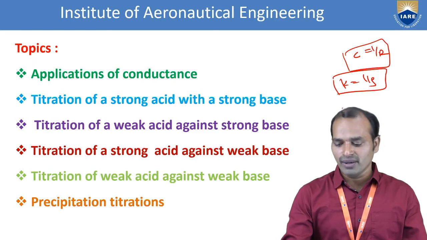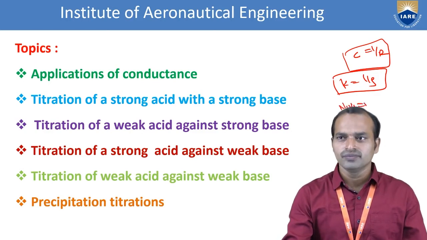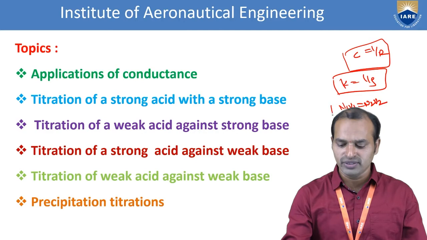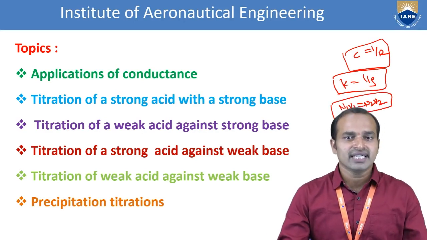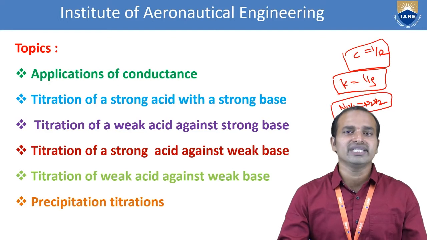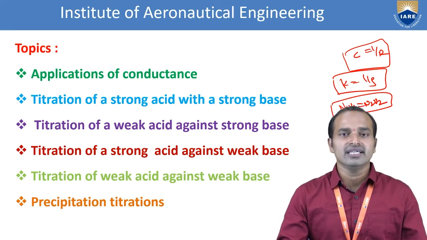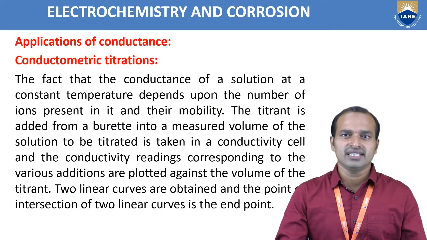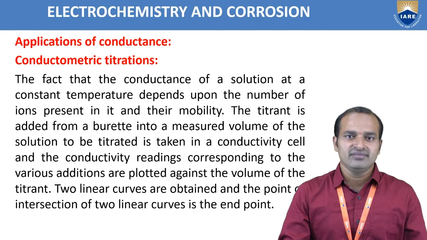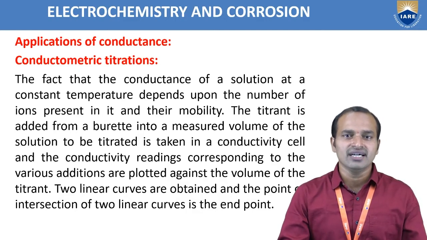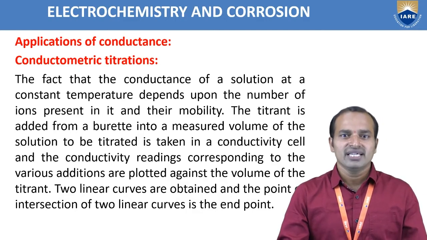Then we apply the formula N1V1 is equal to N2V2, and by using this formula we get the concentration of the unknown solution. But here, in conductometric titrations, without using any indicator, we get the end point graphically. How do we get the end point graphically? Let us discuss one by one.